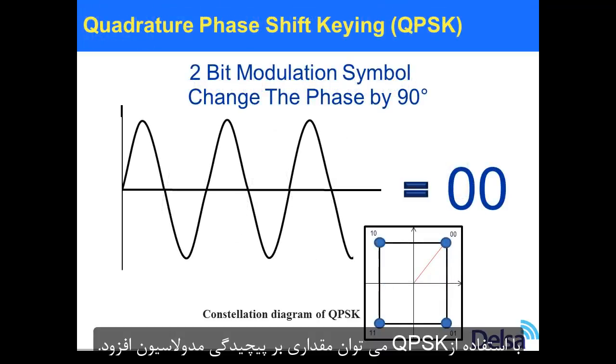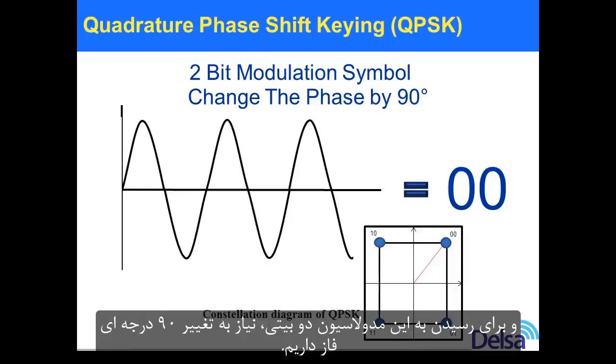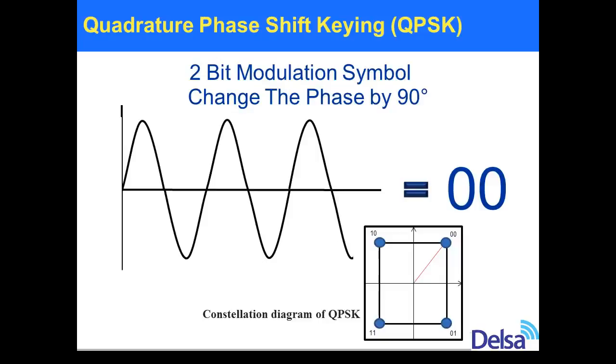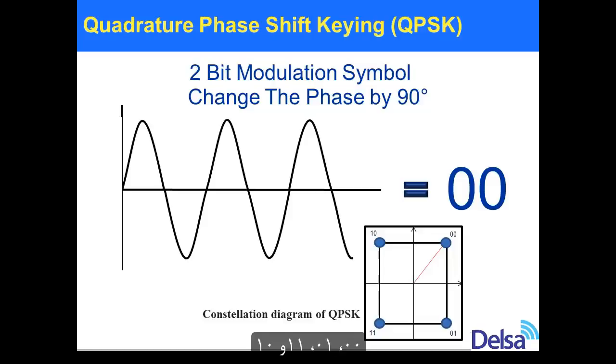We can make this a little bit more sophisticated by using quadrature phase shift keying, or QPSK. Here we've got a 2-bit modulation symbol, and we're going to achieve the 2 bits by changing the phase of the carrier by 90 degrees. As you can see on the constellation diagram, we have 4 different symbols represented, going from 00 to 01 to 11 to 10. So let's see how this is going to work.